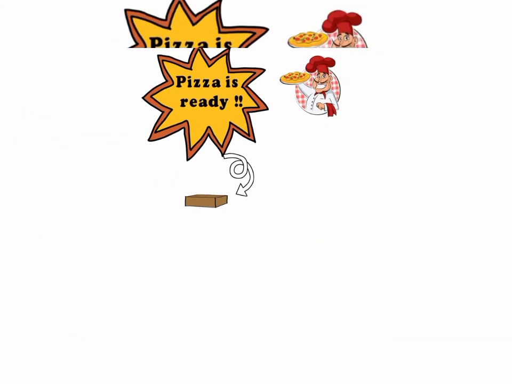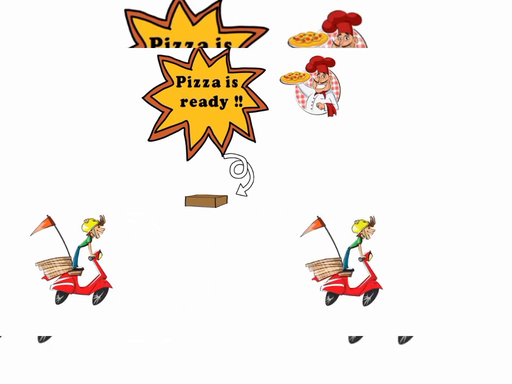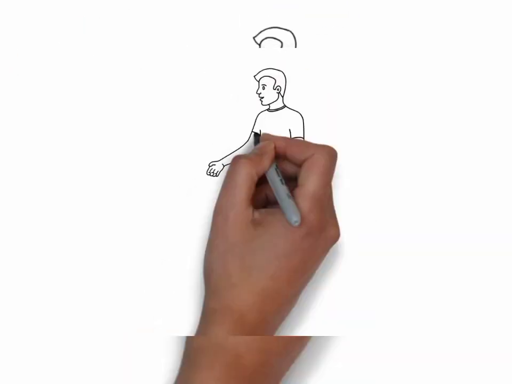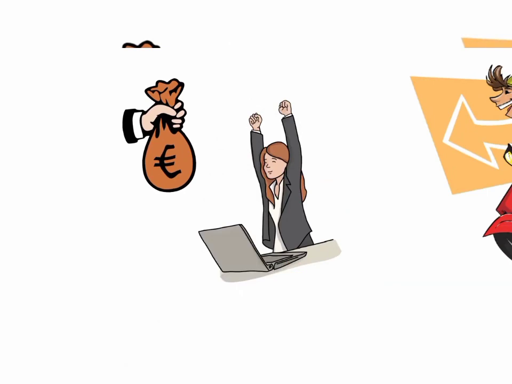Once the pizza is ready and one of the pizza drivers is available to make the delivery, the pizza is taken in a heat-insulated bag to the customer. After the customer has paid for the pizza, the finance department will finally invoice the customer accordingly.